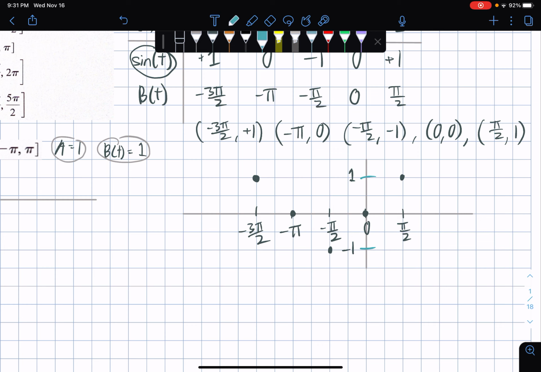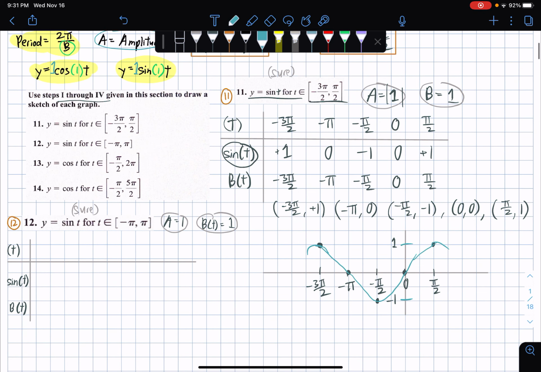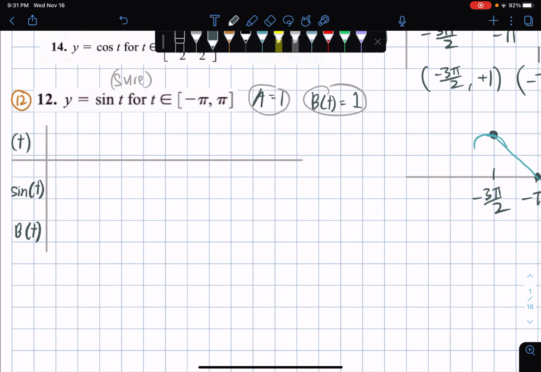Now let's try to graph it. So the graph looks something like this. I apologize for the terrible drawing, but the graph should look something like that. The curves should be a lot more dramatic, but that's just a mere illustration of number 11. Let's go for number 12.